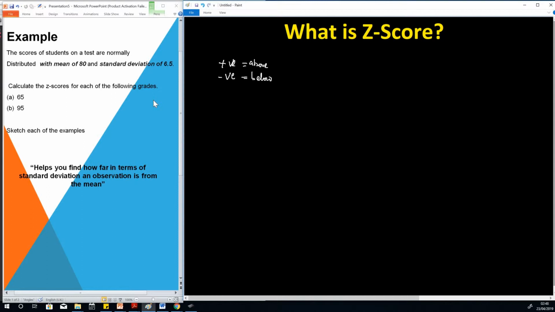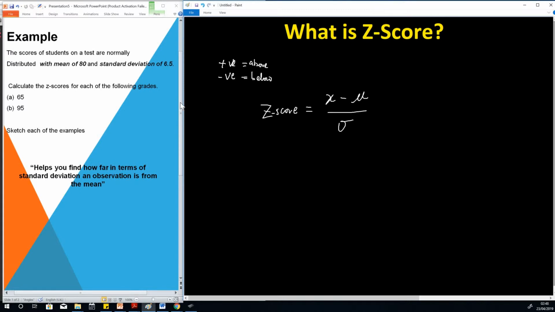I've actually outlined an example here, but before I solve it, I'd like to write the formula for the Z-score. The formula goes this way: Z-score equals the observation minus the mean, all over the standard deviation. So a very simple formula.